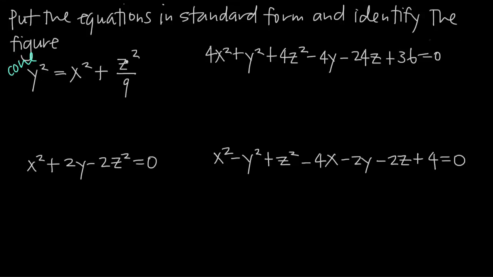Because the 9 is paired with the z squared, it's going to stretch the cone out along the z-axis so that the cone is taller than it is wide, and it's going to open up along the y-axis.